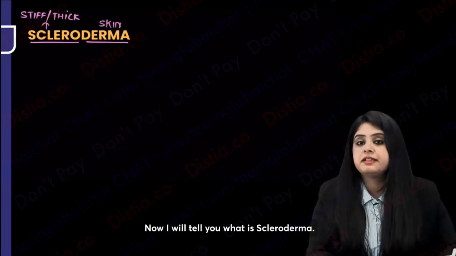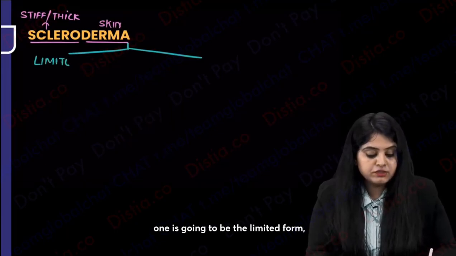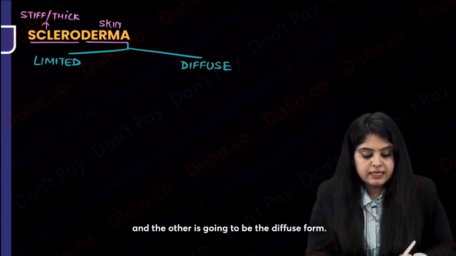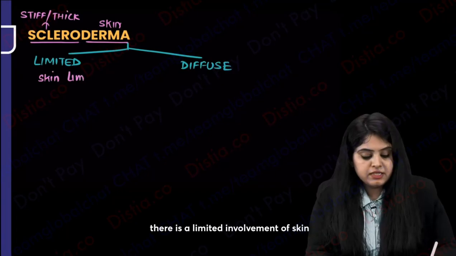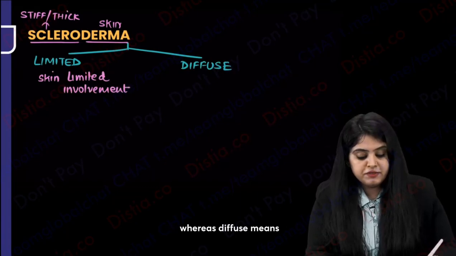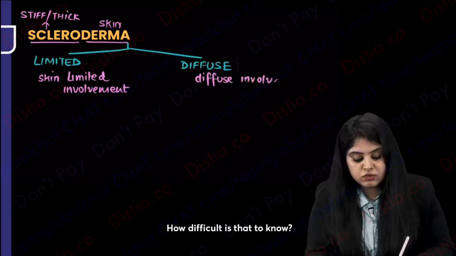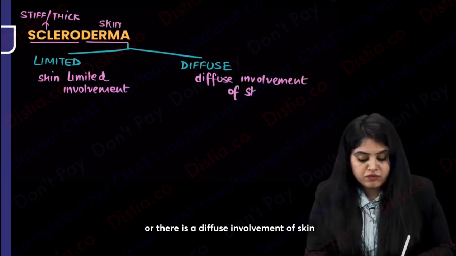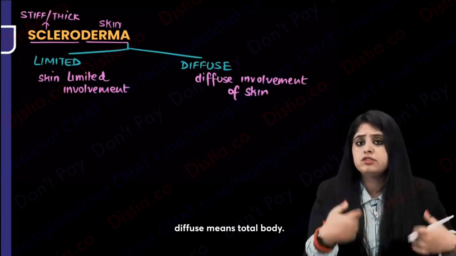Now I'll tell you what is scleroderma. There are 2 forms of scleroderma that you have to know. One is the limited form and the other is the diffuse form. Limited means there is a limited involvement of skin. Whereas diffuse means there is a diffuse involvement of skin. How difficult is that to know? Either there is a limited involvement of skin or there is a diffuse involvement of skin. So now, limited means maybe one part, diffuse means total body.